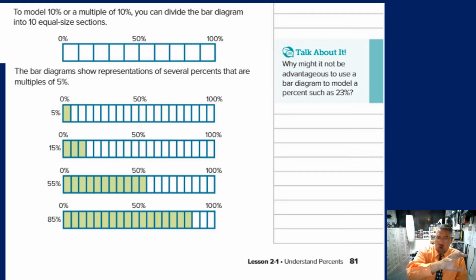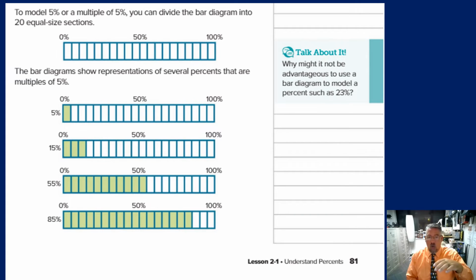So each one of those represented 10%, right? Because 10 times 10 is 100. Well, now down here at the bottom of page 81, they've got it a little different. Now we're going to say I need to be able to represent 5% for each box that I'm doing.